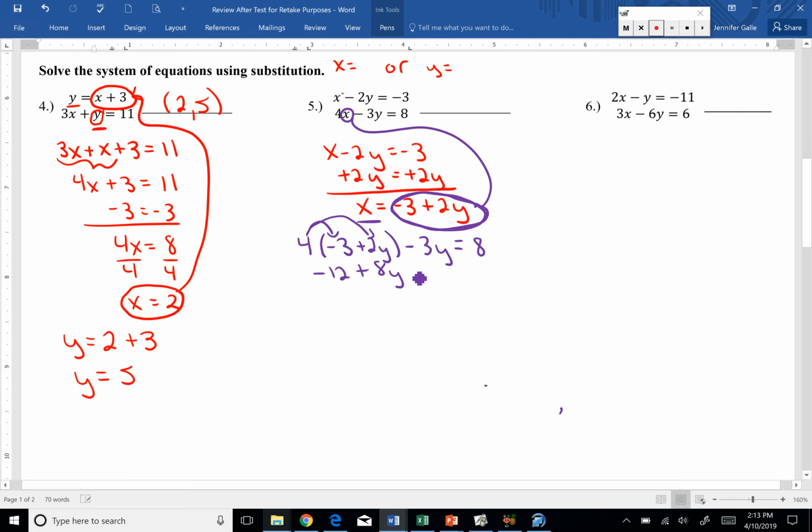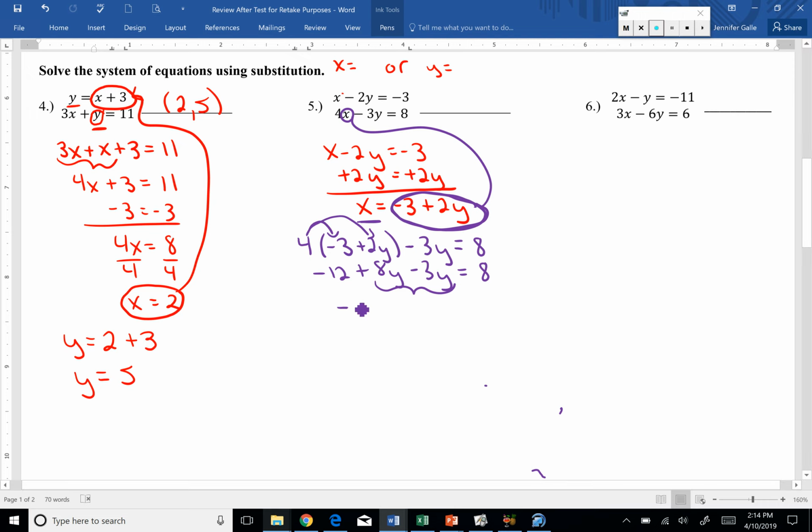-12 plus 8y minus 3y equals 8. Again, those like terms, that's what was really getting some of you. Some of you got really frustrated with substitution, not because you didn't understand how to substitute in for x or y, but when it came to combining like terms, we were doing some sign changing. If they're on the same side and I just want to put them together, I leave the signs alone. So this is 8y minus 3y. I don't do any sign changing.